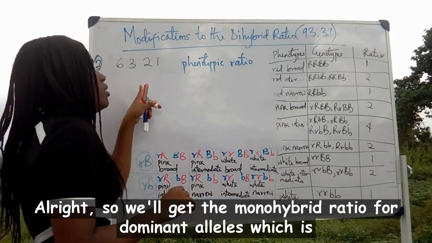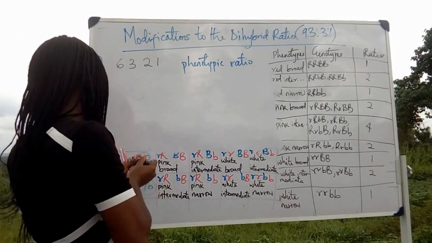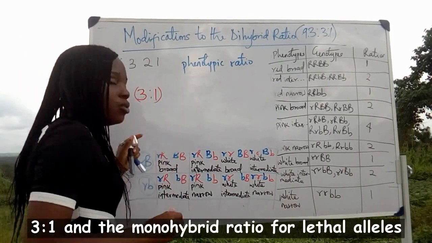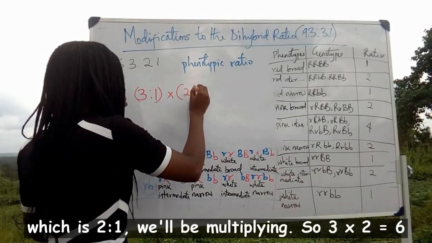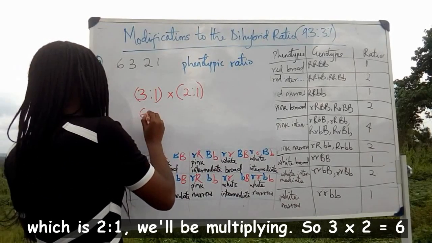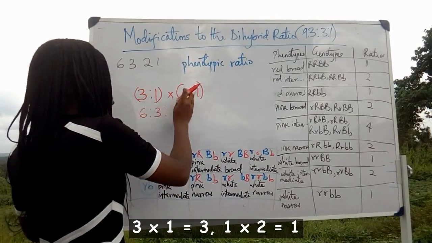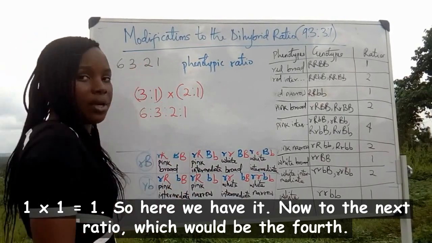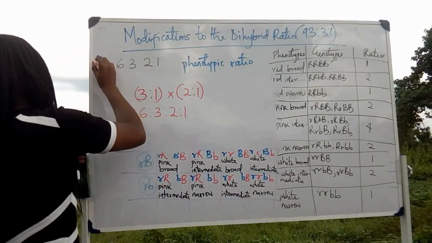All right, so we get the monohybrid ratio for dominant alleles, which is 3 to 1, and the monohybrid ratio for lethal alleles, which is 2 to 1. We'll be multiplying through. So 3 times 2 is 6. 3 times 1 is 3. 1 times 2 is 2. 1 times 1 is 1. So here we have it. Now to the next ratio, which would be the fourth.